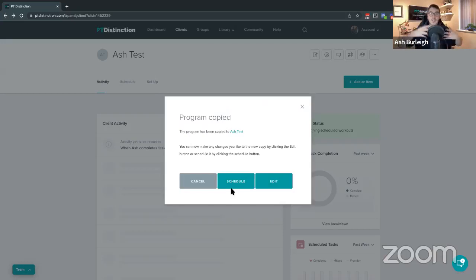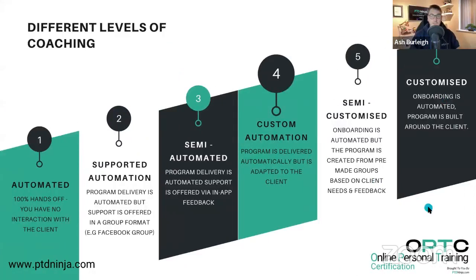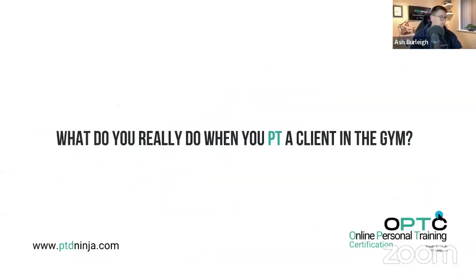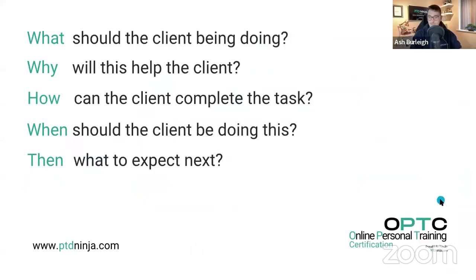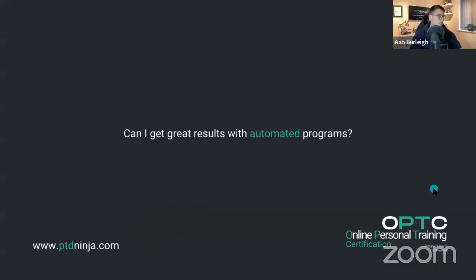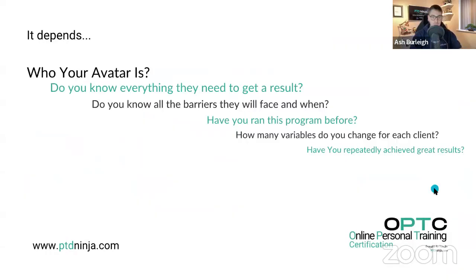So you can see that even though you have all these different levels here, using something like PT Distinction is going to make it so much easier for you to deliver that content to your clients and do it at any kind of level that you want as well. So there you go. Has anyone got any questions at all about what we've been talking about there? I know I've gone through quite a bit on there at the moment.